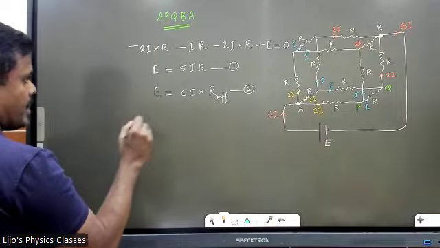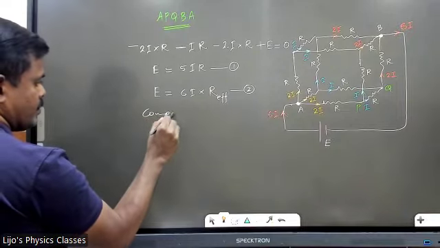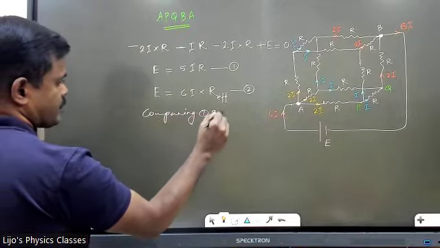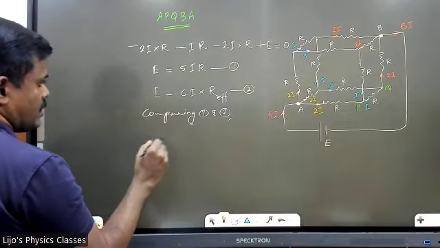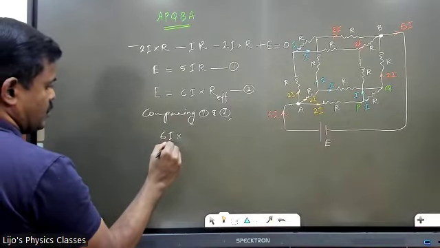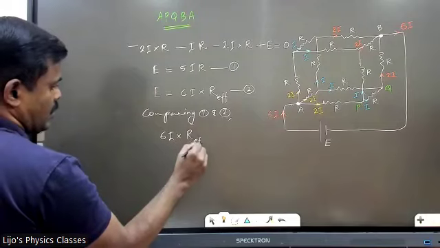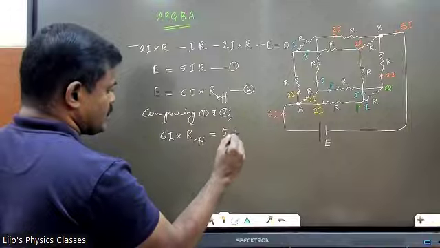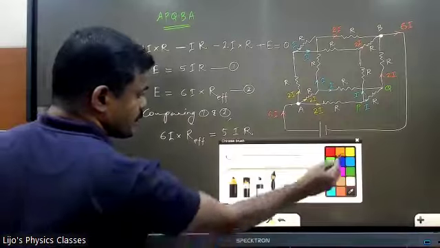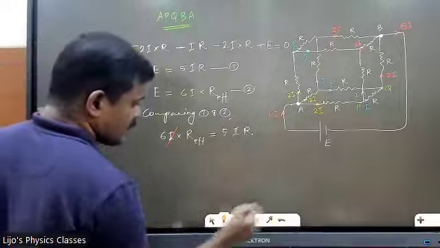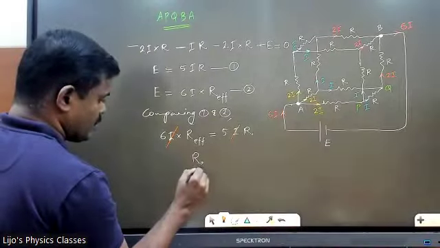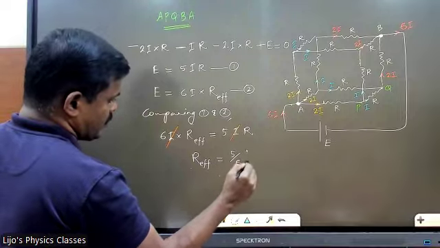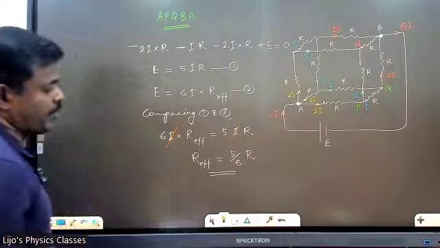Now equate them, comparing equations 1 and 2. What do we get? 6I into R effective is equal to 5 times IR. I and I cancel. So you get what? R effective is equal to 5 by 6 times R.